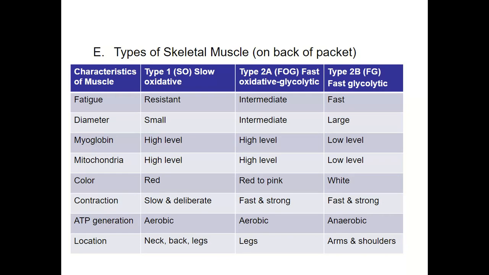And the last, type 2B, also known as FG muscles for fast glycolytic. These muscles are extremely fast, extremely large, extremely strong, with very little myoglobin and very few mitochondria, and have almost a whitish color to them. They're very pale compared to the other two types. These are the fastest and strongest muscles in your body, but they use anaerobic ATP generation, so they get tired very quickly. So they have very poor staying power, very poor fatigue resistance. And so this is what you mostly find in your arms and shoulders.